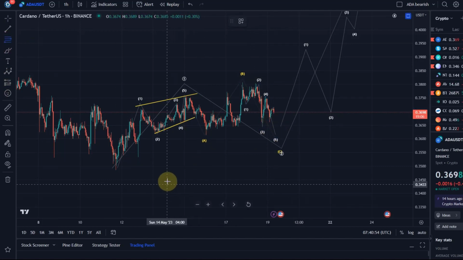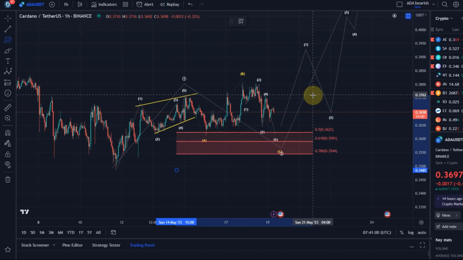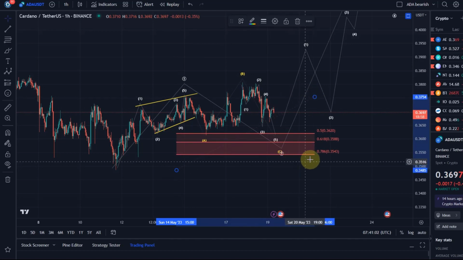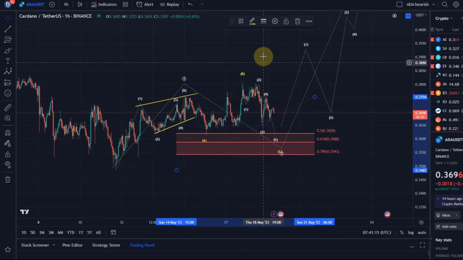What is the relevant support level? The invalidation point for the bullish setup is 34.9 cents. And if we draw the Fibs, and that's sort of the level where probabilities shift, it should ideally not drop below 35.4. If it drops below that, then most likely we will also break below 34.9 cents.